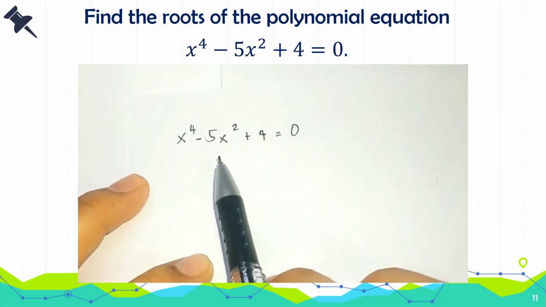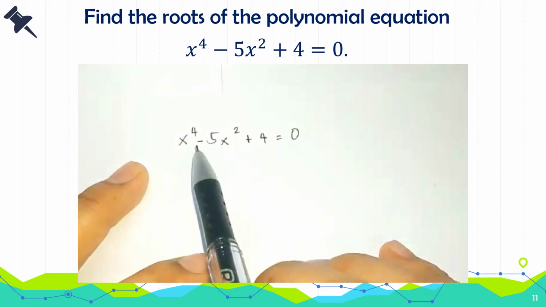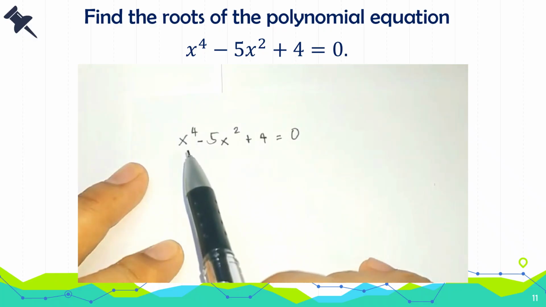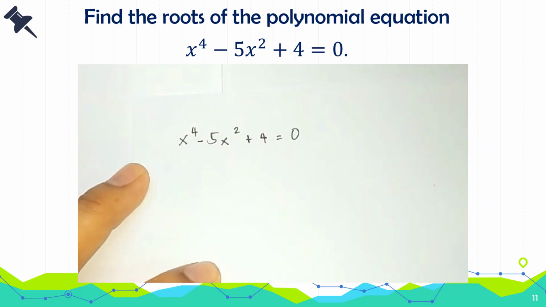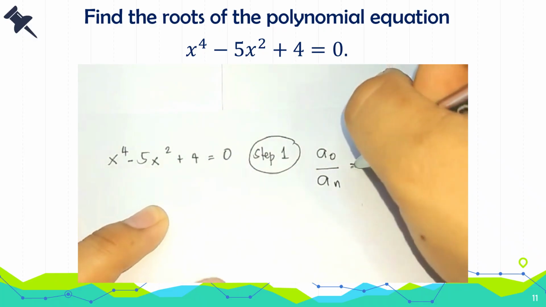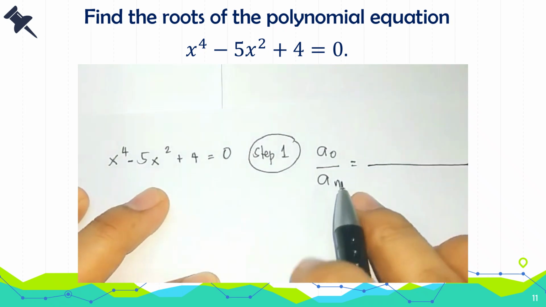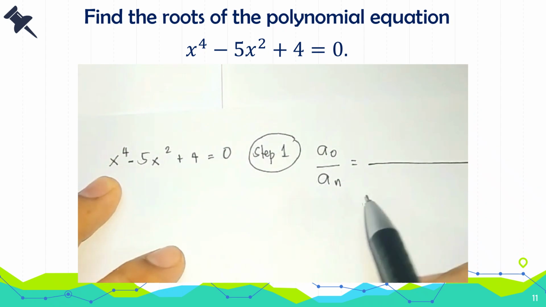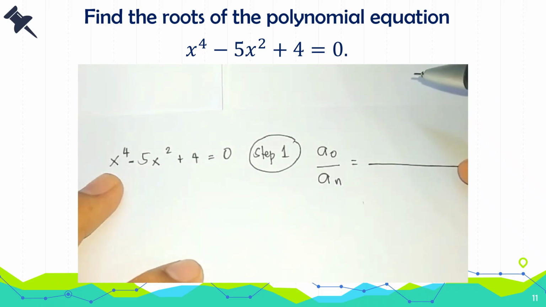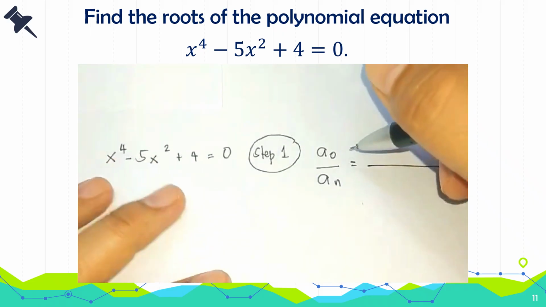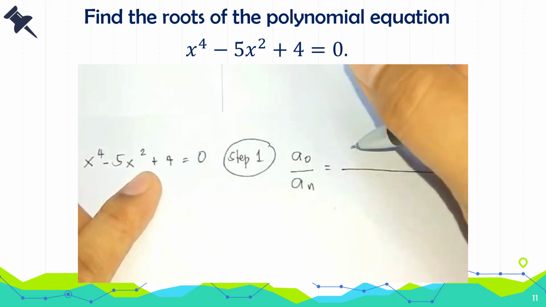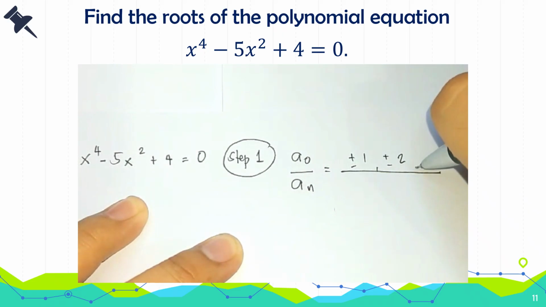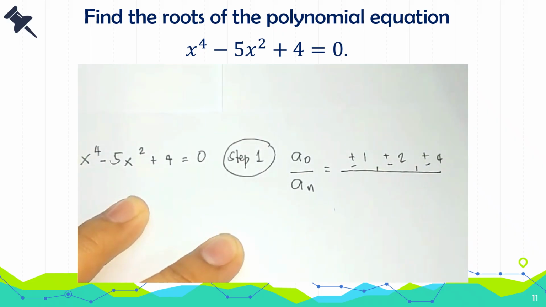Now, what if the polynomial has the highest degree of 4, or the degree is 4? The leading term has the exponent of 4. Step 1 is to identify our constant, the factors of our constant, and the factors of our leading term, or the leading coefficient. So the factors of our constant will be positive negative 1, positive negative 2, positive negative 4.